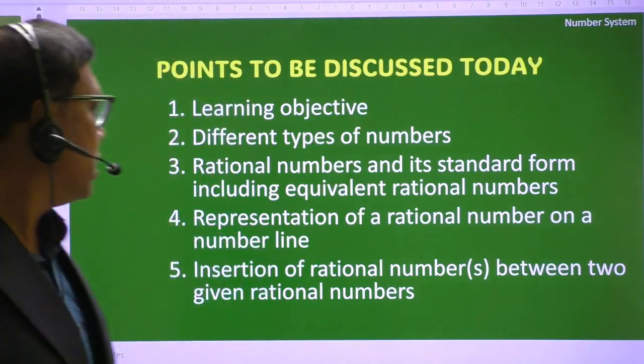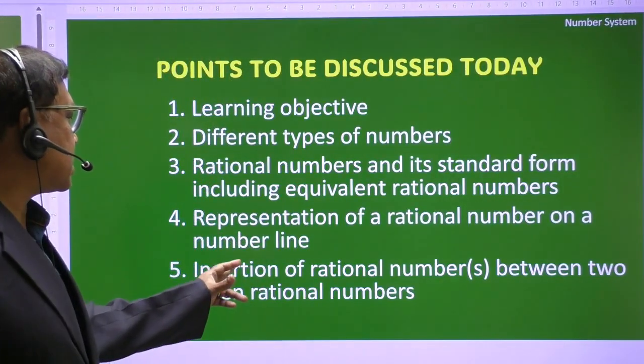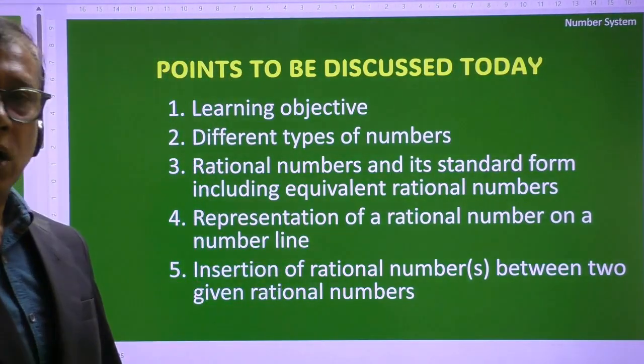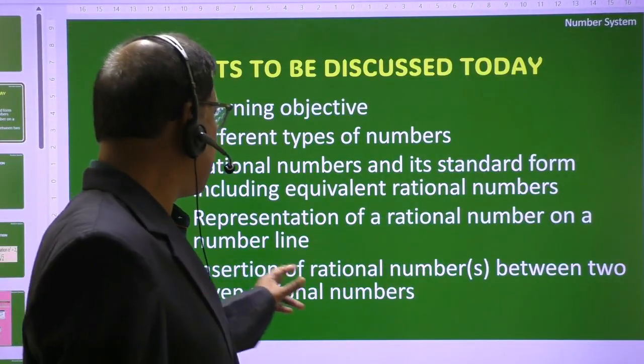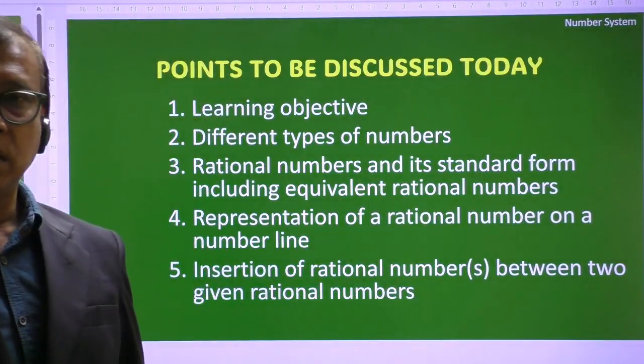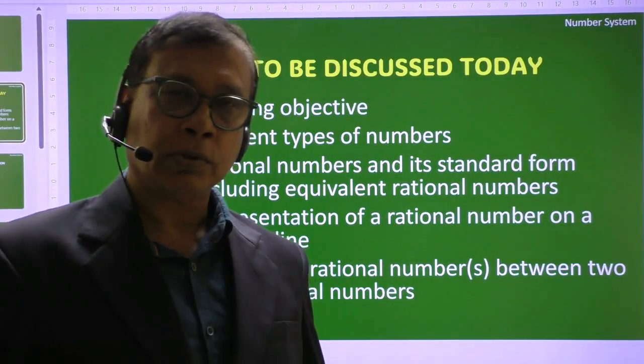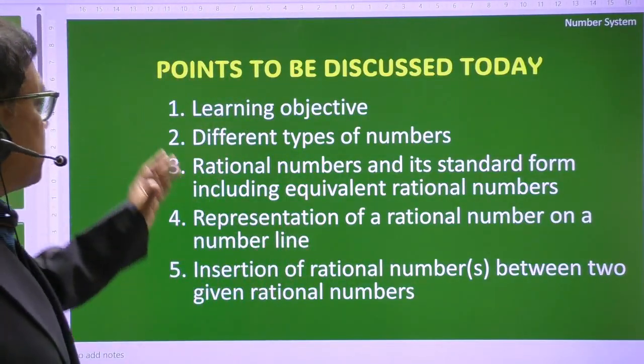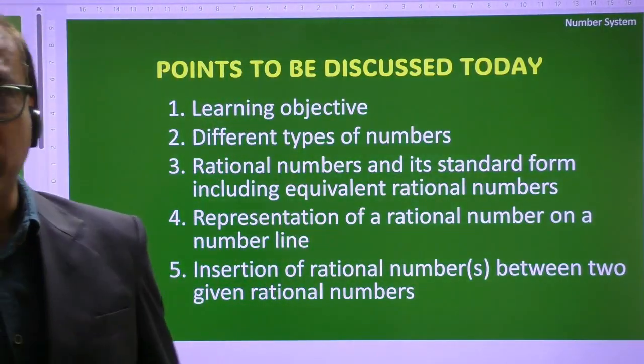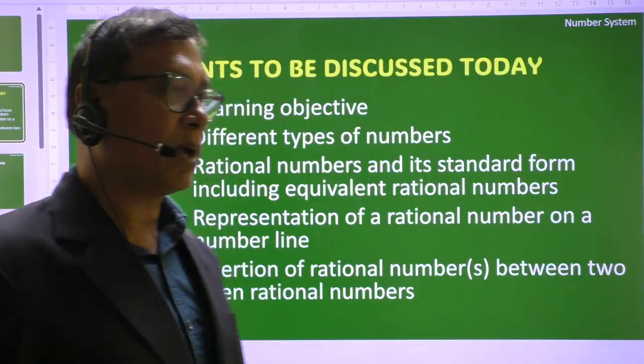Is it clear? And fifth point, insertion of rational number or numbers between two given rational numbers. I think this part is clear. So today I will discuss these 5 points one by one. Please follow my class.